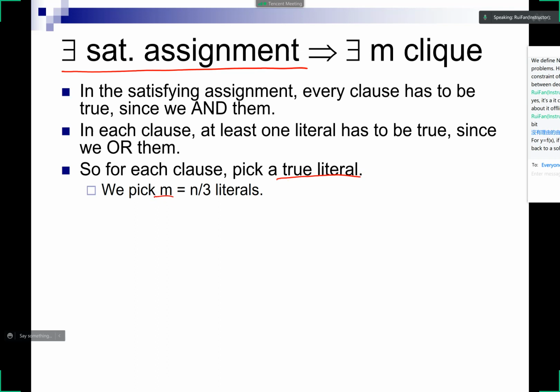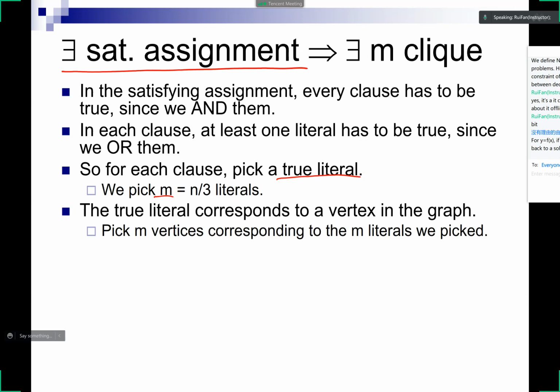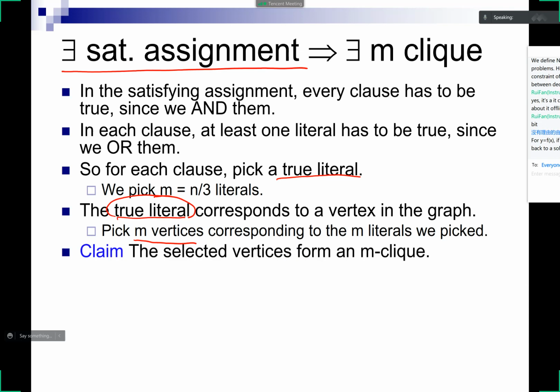And because you have M clauses, you've picked out M literals, where M is equal to N divided by 3. Now each true literal that you picked out corresponds to a vertex in the graph, because that's how you build the graph: for every literal, you create a node in the graph. So for all of these true literals, you pick out the corresponding vertices from the graph. That's M vertices in total. And the claim is that these M vertices are all connected to each other, so they form an M clique.